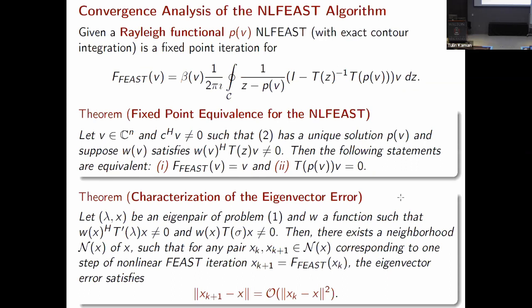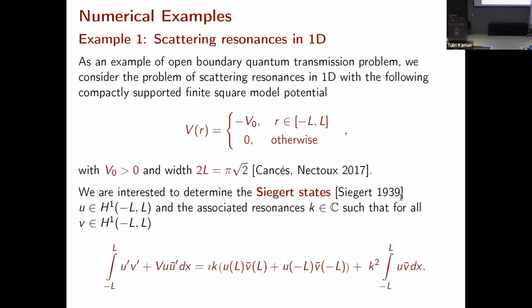We have the theory, and a little bit about the convergence. We can do a convergence analysis, because we can write this problem as an equivalent fixed point problem. We can show that if a point is a fixed point of this iteration, it has to be a corresponding eigenvalue and eigenvector of the underlying nonlinear eigenvalue problem, and vice versa. We also have a characterization of the corresponding eigenvector. But without going further into the details of the theory, I would like to show you some examples.